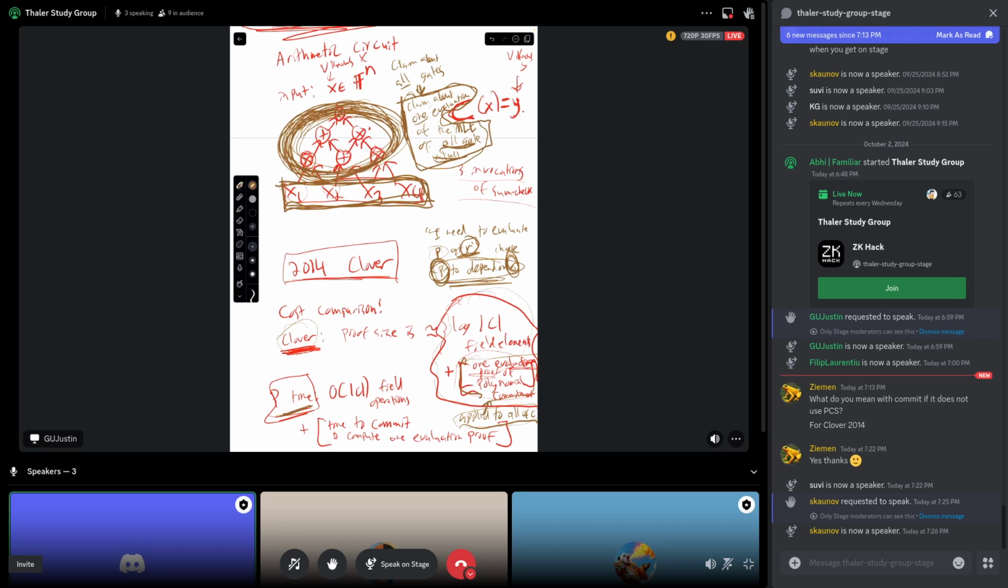So this is exactly the same thing that I said last time about the GKR protocol. It's really no different here. Does that make sense?